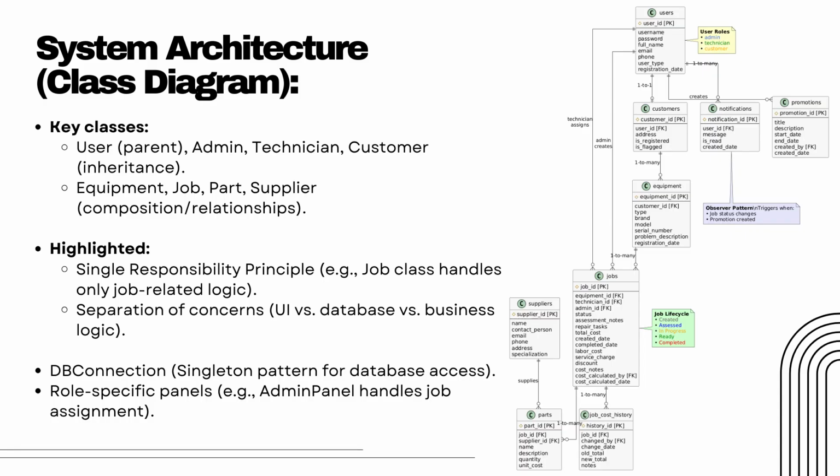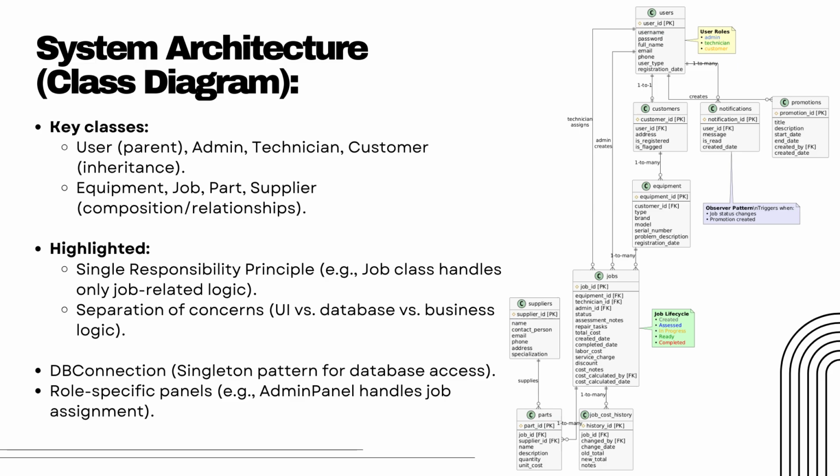System architecture showcased with class diagram. The system is structured around the core object-oriented principles. There are some key classes. The user class is a parent for admin, technician, and customer subclasses, demonstrating inheritance. Classes like equipment, job, part, and supplier show composition through their association. We applied the single responsibility principle. For example, the job class focuses only on job related operations. Clear separation of concerns is maintained across UI, business logic, and data access.